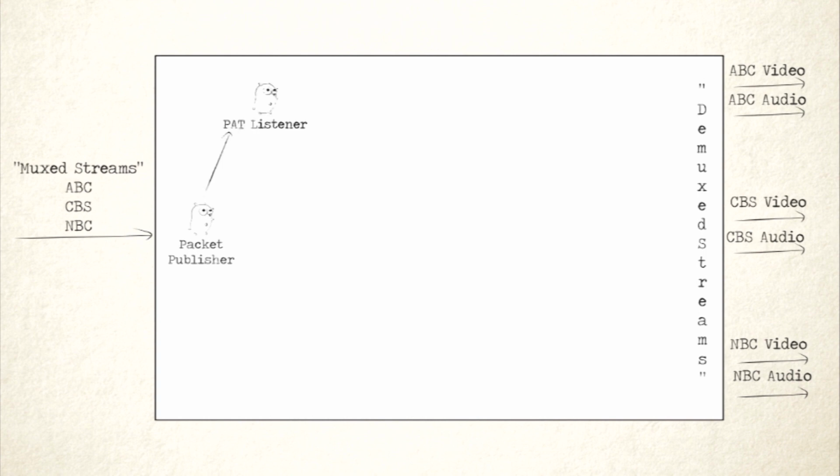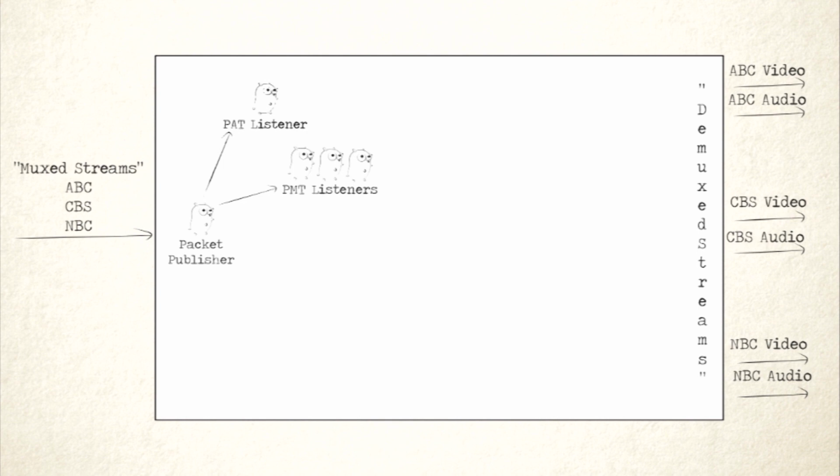Now, each program contains more MUX data, right? Audio and video. And that information is carried in something called the program map table. And the PIDs of the PMTs are listed in the PAT. And we use the PatListener to create a set of PMT listeners. So now we've got a PatListener that looks for our set of MUX streams, ABC, CBS, NBC, and a PMT listener for each stream that tells us about the set of content, audio and video.